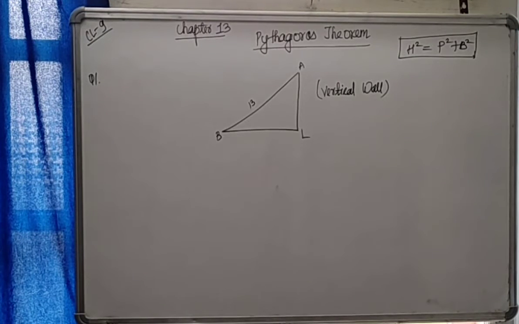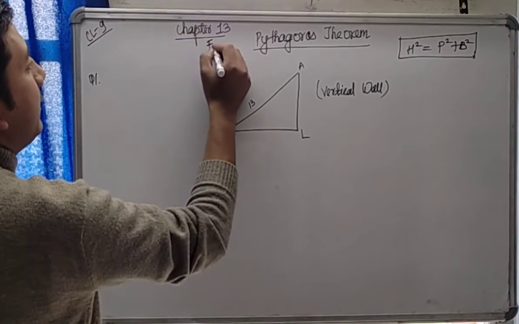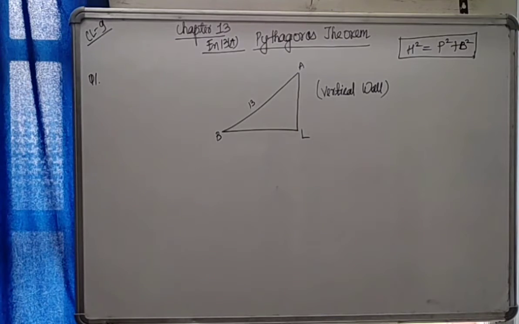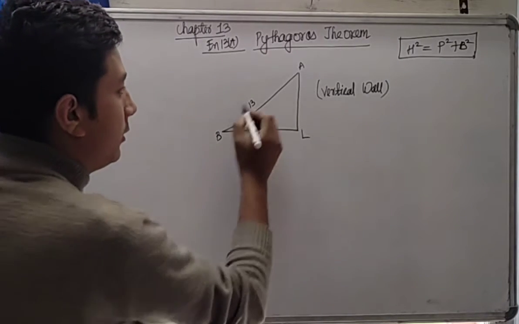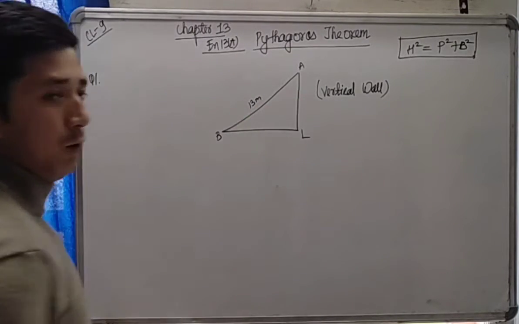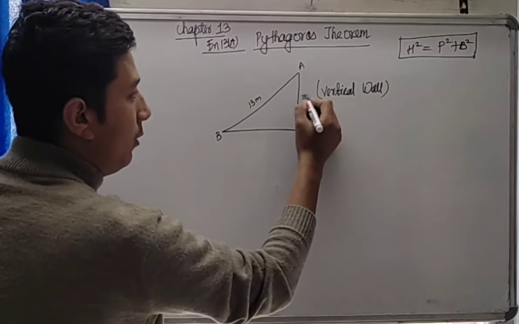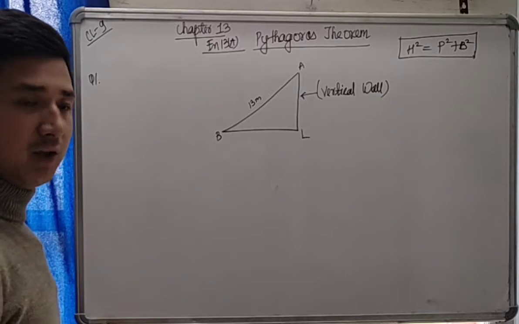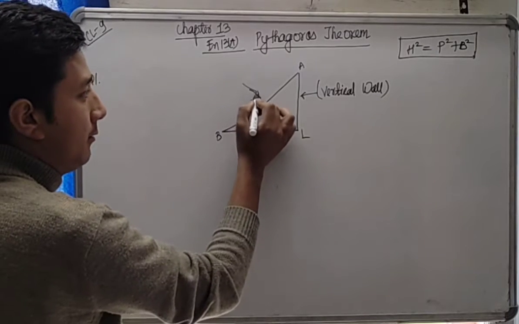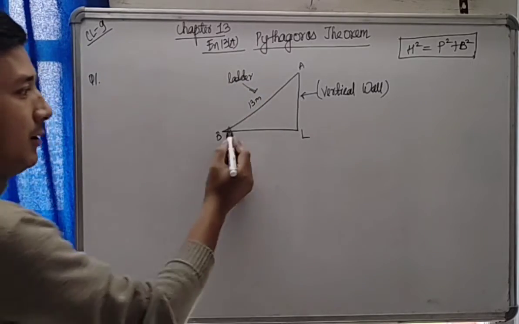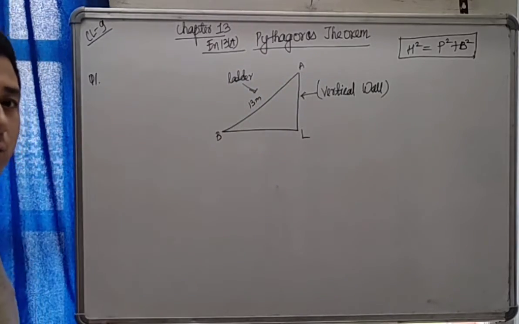All right, so let's start exercise 13A, question number 1. The question says, a ladder 13 meter long rests against a vertical wall. Imagine this is my vertical wall. AL is my vertical wall. This is my ladder, whose length is 13 meter. So this ladder rests against a vertical wall.